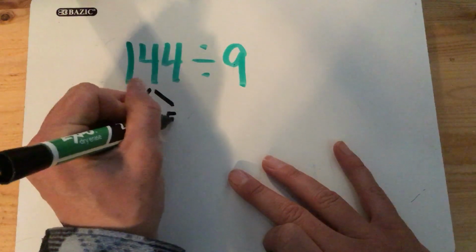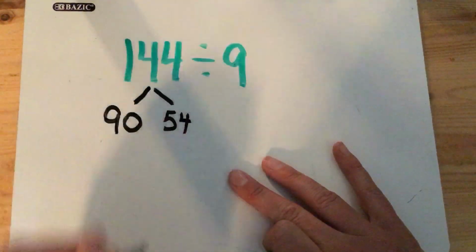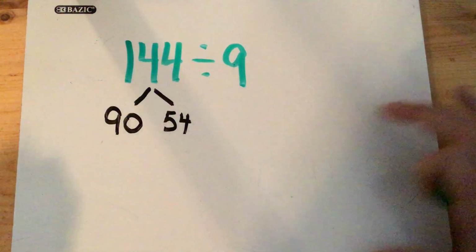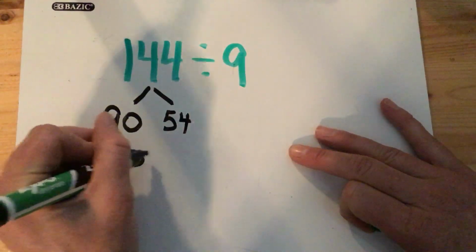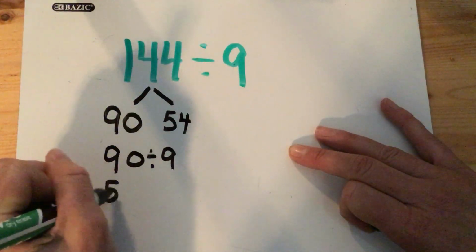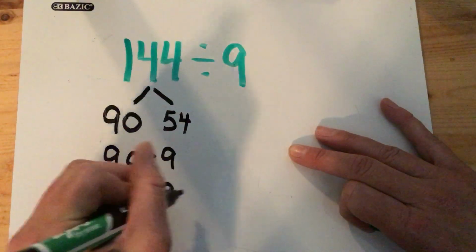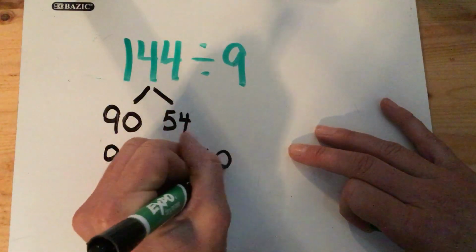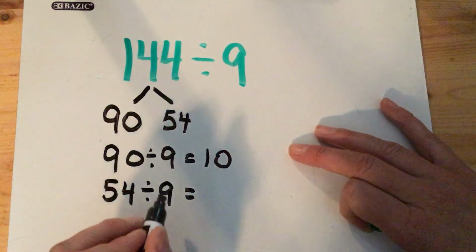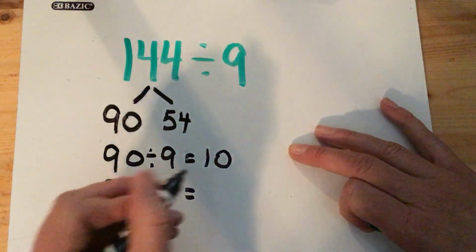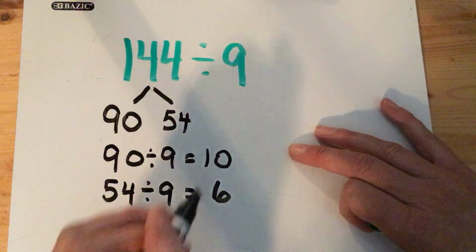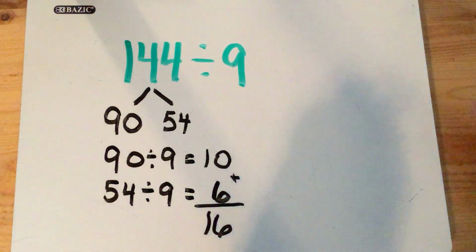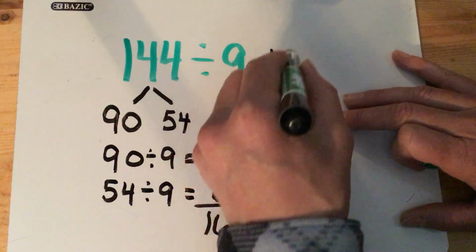You should have 54, because 54 plus 90 equals 144. Now both of these numbers can be divided by 9. So we could go, what's 90 divided by 9? And what's 54 divided by 9? So 90 divided by 9 is 10. And then 54 divided by 9: what's 9 times what equals 54? And it is 6. So then you just add up your two numbers there. You get 16. So that means 144 divided by 9 is 16.